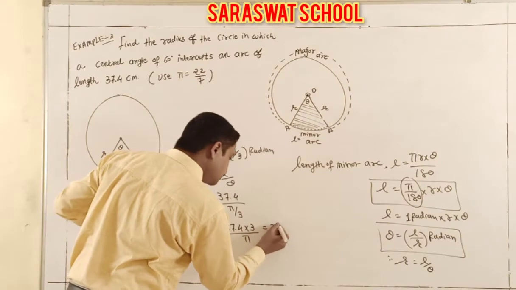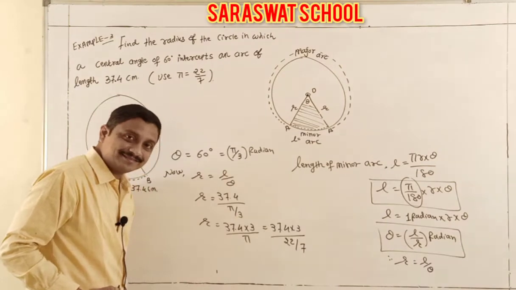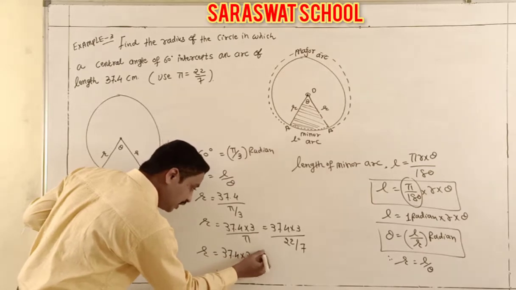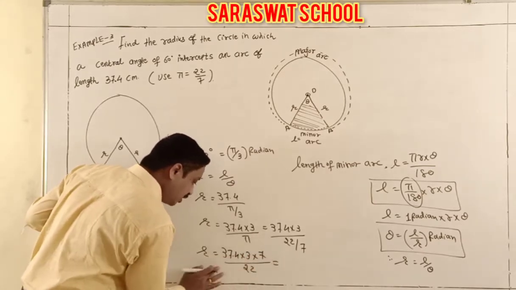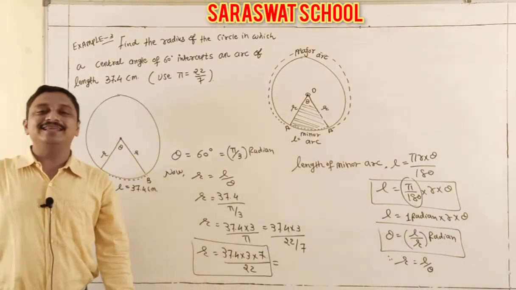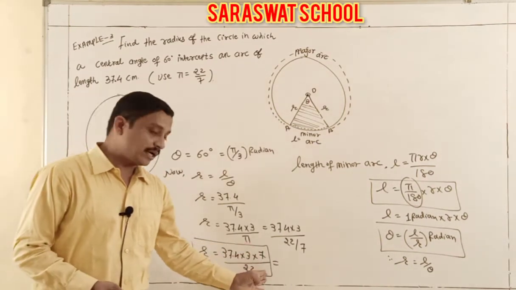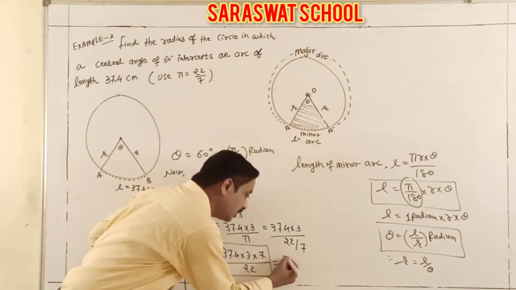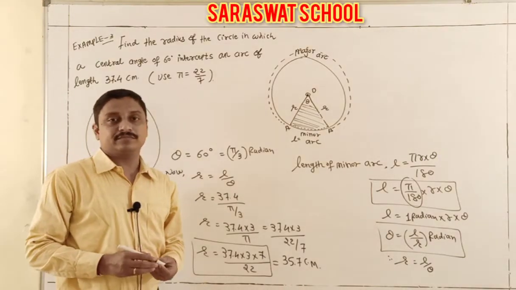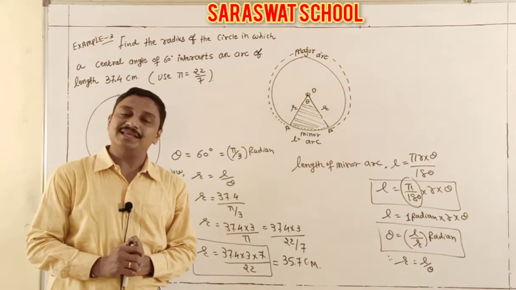So 37.4 into 3, and here pi is 22 by 7. So r is 37.4 into 3 into 7 by 22, and this full value you just calculate easily with a calculator. So now students, divide and calculate the value. It is 35.7 centimeter. That's my radius. Now continue. I am going to our next illustration, our fourth illustration.